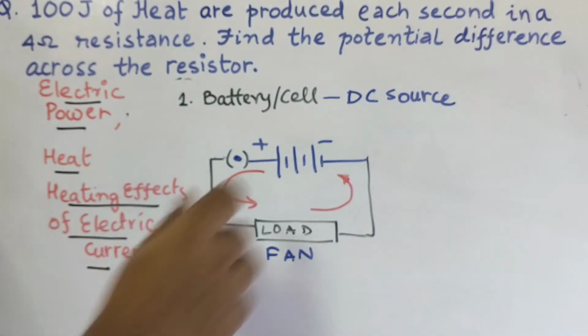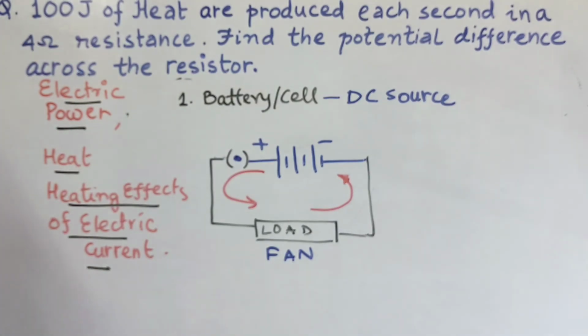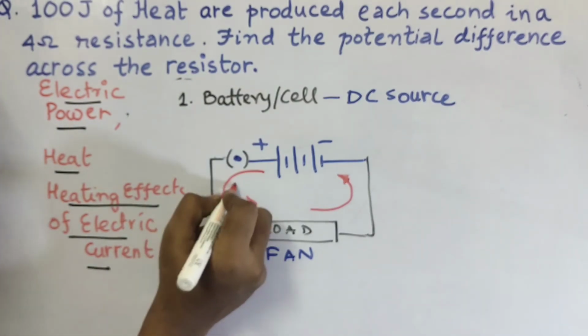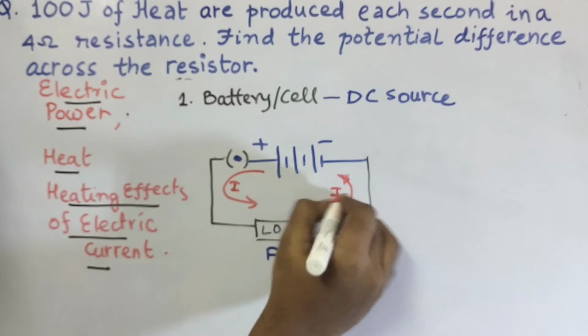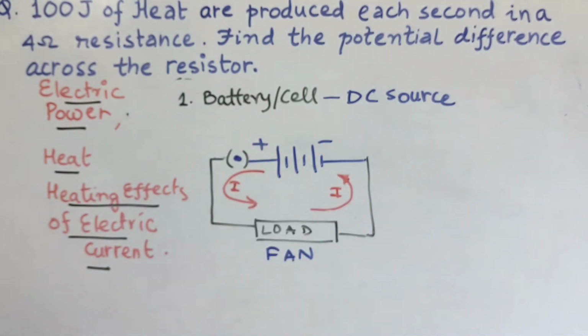So why do we need the source here? Actually, what is flowing through the circuit? Charges are flowing through the circuit.